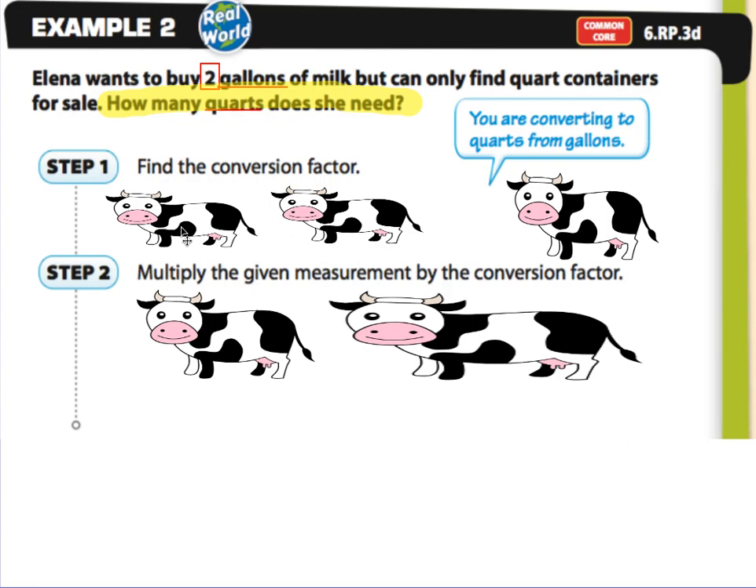So first we're going to find our conversion factor. Our conversion factor in this case, under our cow here, because you know he produces milk, is that 4 quarts gives us 1 gallon.